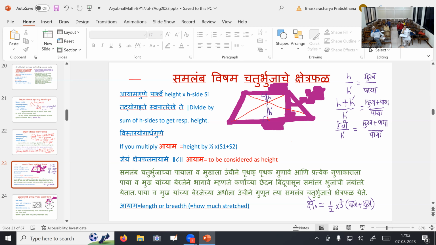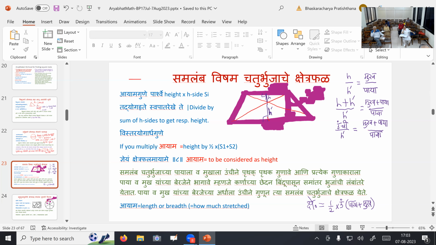So the basic derivation is like this: h upon h dash will be equal to mukha, that is the top part, and paya is base. So top upon base. Now you just add 1 to both sides. So you get h plus h dash upon h dash is equal to mukha plus paya upon paya, so top plus base upon base. Now h plus h dash is total height. So unchi, or height, upon h dash is equal to top plus base upon base. Now you can find h dash from this. So h dash is equal to height into base divided by the sum of these two numbers.